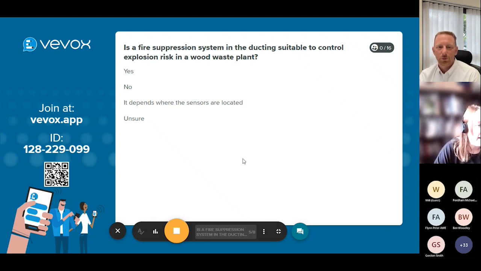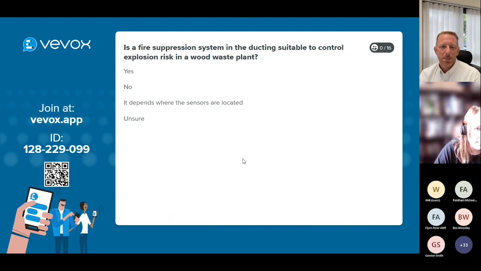All right. Is a fire suppression system in the ducting suitable to control explosion risk in a wood waste plant? Yes, no, depends on where the sensors are located, or unsure. I think you have a story behind this one, don't you, Adrian? I do. I can tell it while they're pressing their buttons.